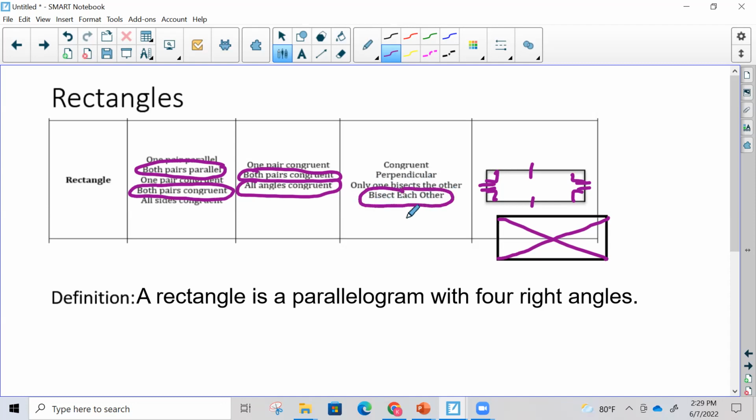So since it's a parallelogram, all the properties of a parallelogram have to be true for a rectangle. We know one other thing about the diagonals, they're also congruent. So they're the same length when it's a rectangle. So actually these 4 pieces are all going to be equal because they cut each other in half and then they're also equal. So that's what we know about a rectangle.